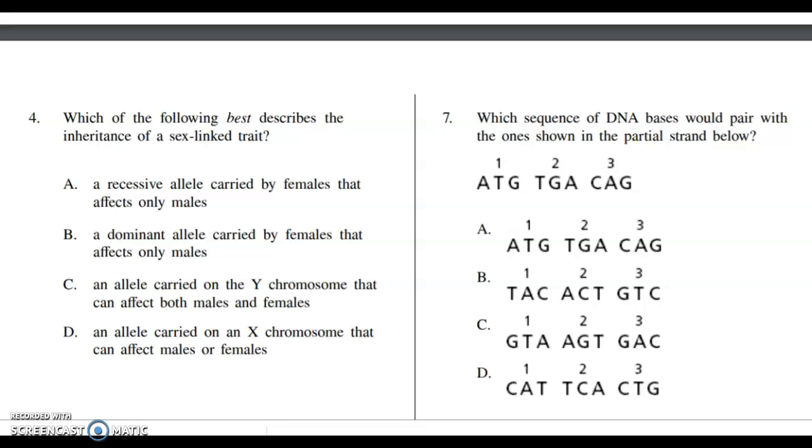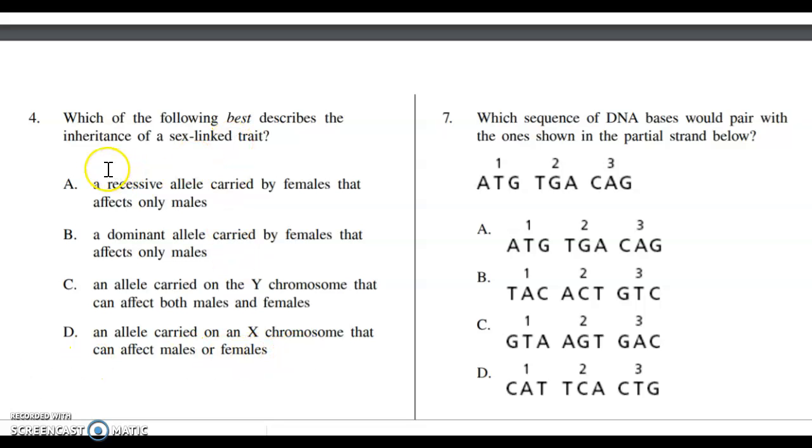B says a dominant allele carried by females that affect only males. Well, that would not even be true. If it's dominant, the females would have it as well. C says an allele carried on the Y chromosome that can affect both males and females. Well, a Y chromosome allele is not going to affect a female because a female's not going to have a Y chromosome. So that's not true. D says an allele carried on an X chromosome that can affect males or females.